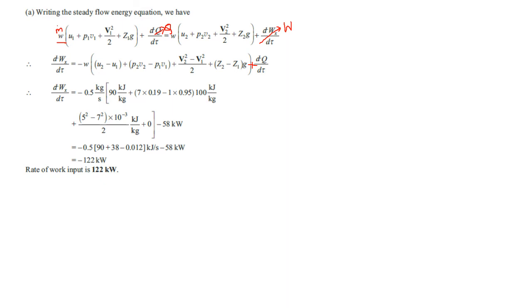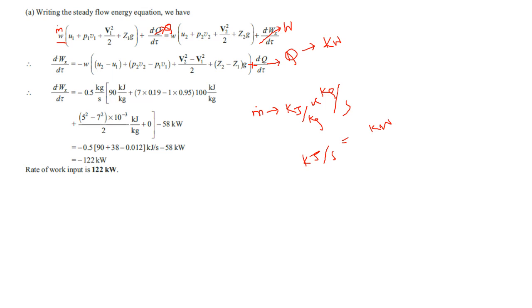So we are multiplying by mass flow rate to convert kilojoule per kilogram into kilojoule per second, which is nothing but kilowatt. Since the Q value is given in kilowatt, we are converting the other units to kilowatt, or you can change vice versa. So the rate of work input to the compressor is calculated as minus 122 kilowatt. The minus sign indicates that we are supplying work to the compressor.